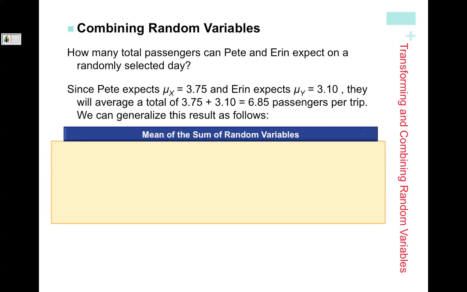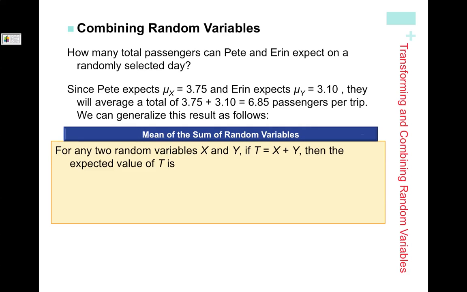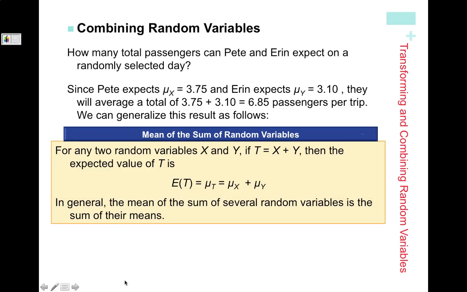It's that simple. So if we're adding two random variables together, the new expected value of that sum is simply the sum of the two expected values that we added before. So it's the mean of x plus the mean of y is equal to the mean of t, also known as the expected value of t. And it doesn't matter if we're adding two random variables together or 20, we would add together all those means to get the new mean for the sum of those variables.